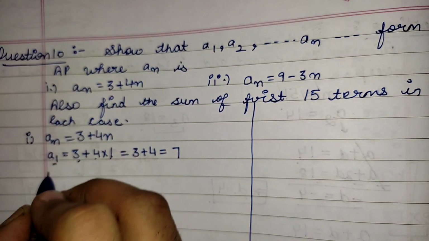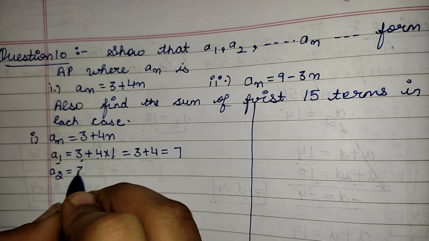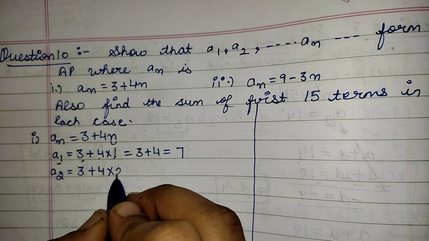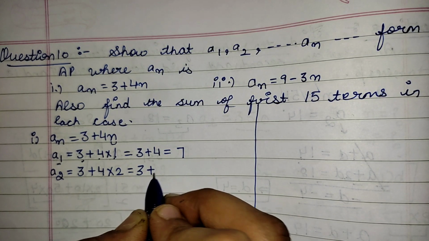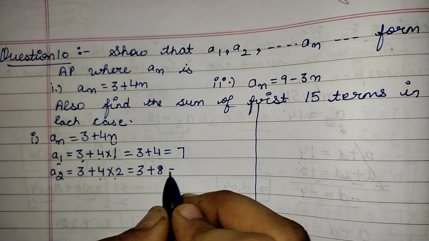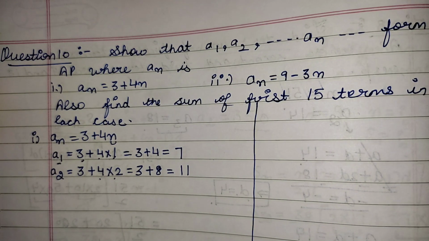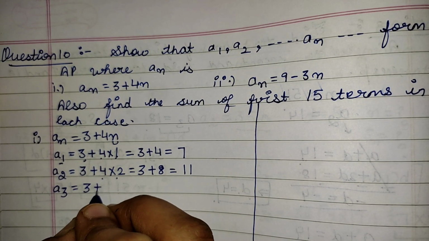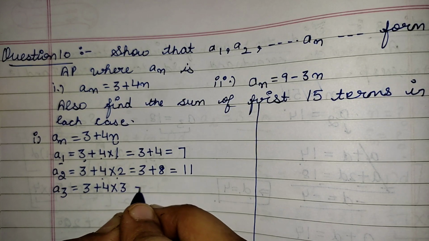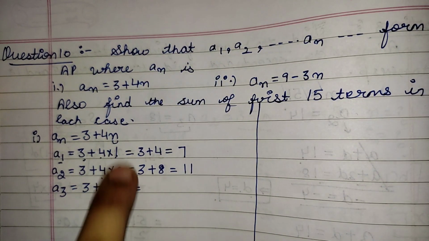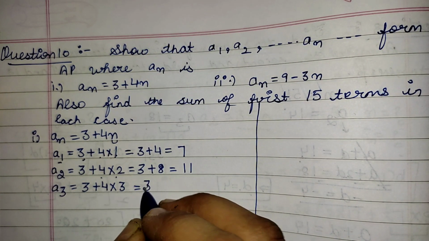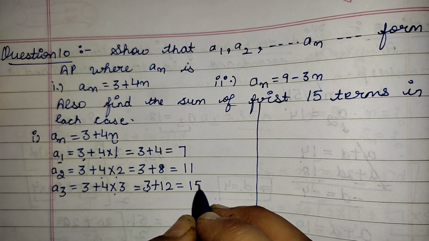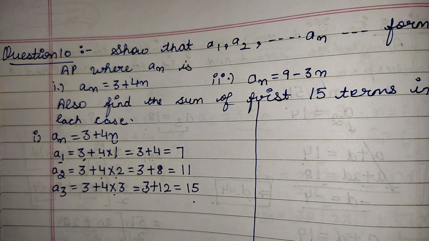Similarly, I can find out the value of A2 also. A2 is 3 plus 4 into n, where n is 2. So it will be 3 plus 4 into 2 is 8, and my answer will be 11. Similarly, let's find out the value of A3. A3 is 3 plus 4 into 3, n is 3, which will give me 3 plus 12, which will be equal to 15.